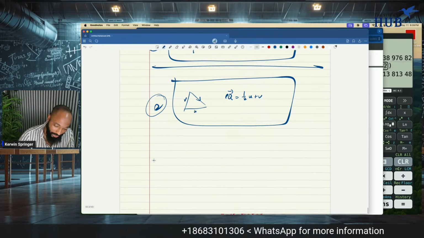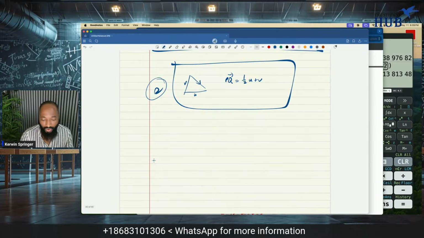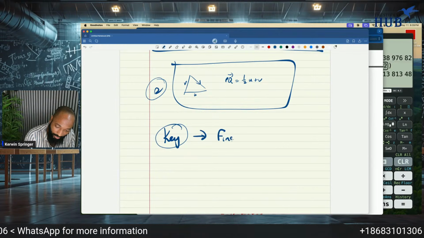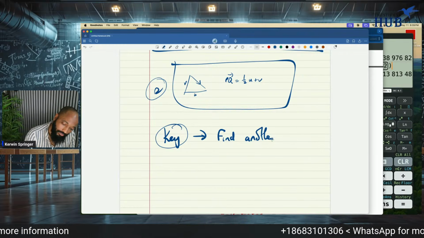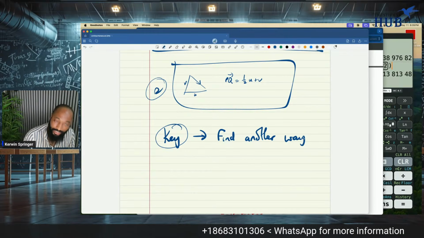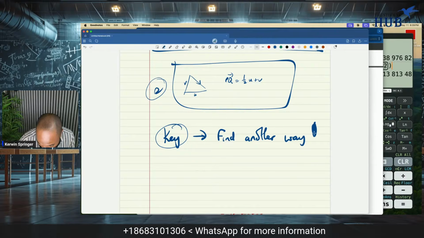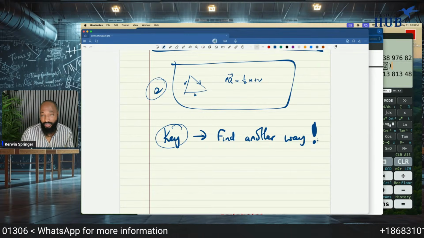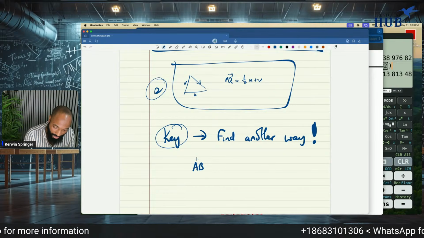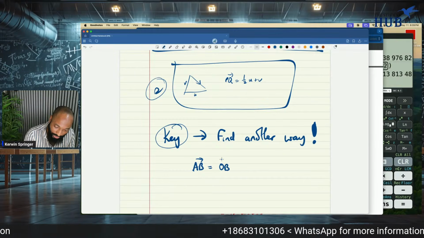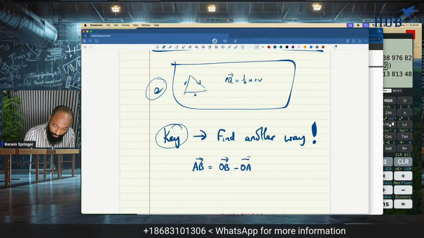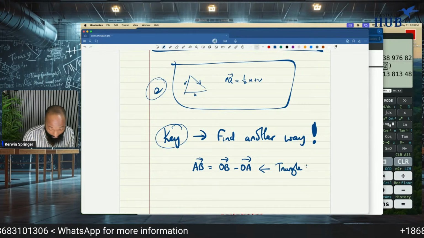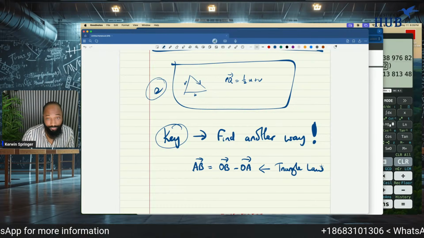Then in your quest with vectors, you have to know your stuff surrounding the key. What's the key? Find another way. You are going to use this concept in the exam. You don't even need to know the triangle law if you understand this really well. But it helps to know the triangle law, AB. This is a law that links position vectors to a displacement vector. That's called the triangle law. This is a good rule in your quest. What else?